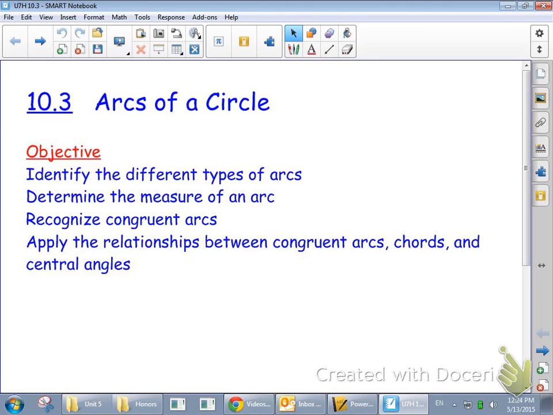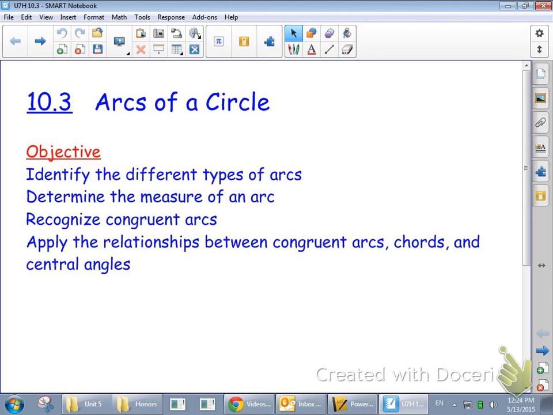So today we're going to talk about arcs of a circle, section 10.3 in the book. Our objectives are to identify the different types of arcs, determine the measure of an arc, recognize congruent arcs, and apply the relationships between congruent arcs, chords, and central angles.